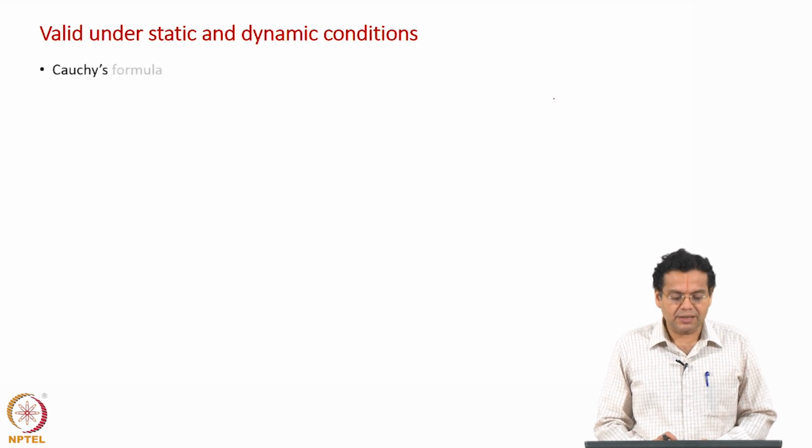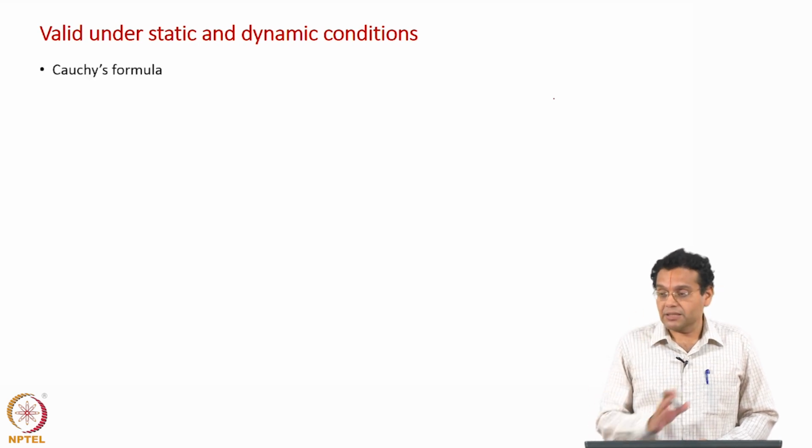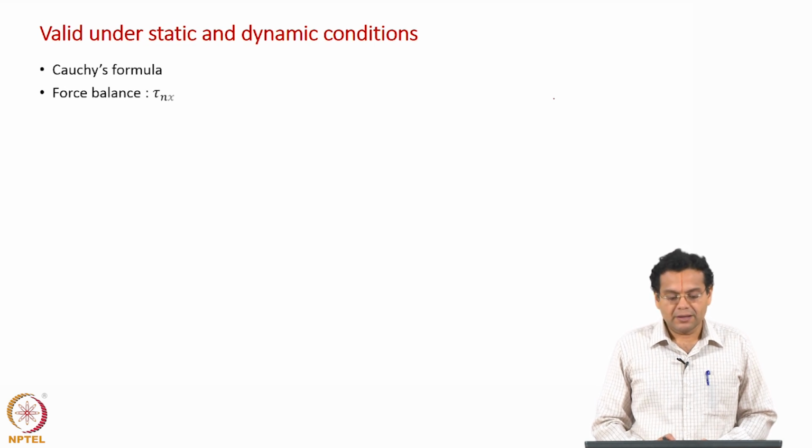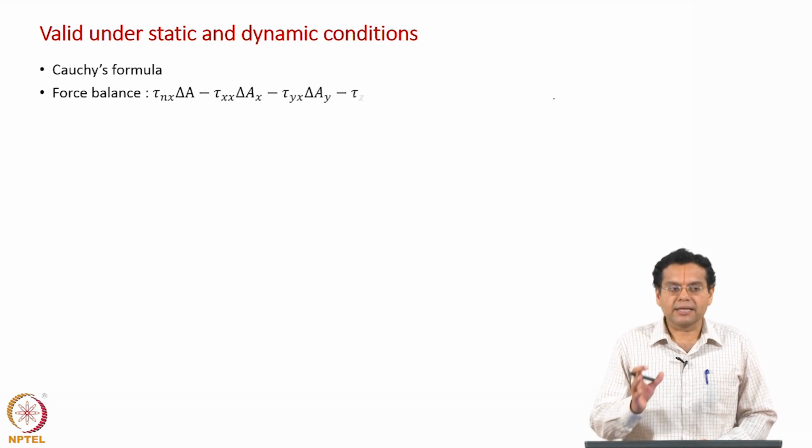Okay, let us summarize what we have done. All the results we discussed so far in this part, remember we started with Cauchy's formula. What did we do? We wrote a force balance. The force balance is shown here, and the right hand side was 0. All the time we took the right hand side to be 0.